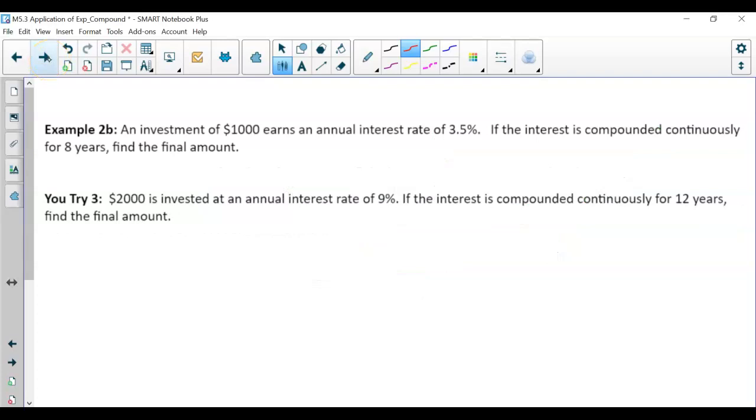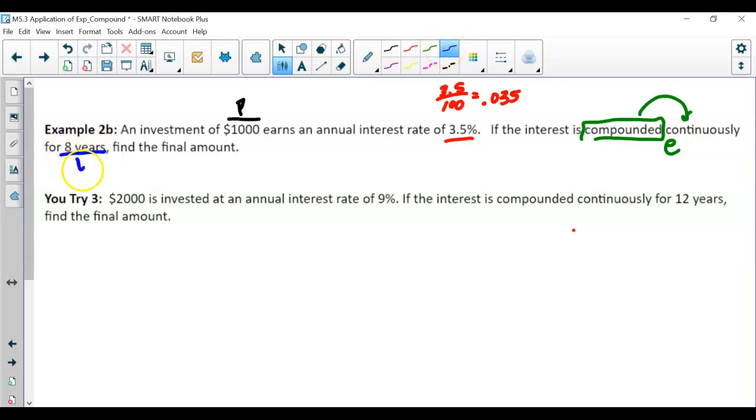So again, let's do another one here, right? So we've got an investment of $1,000. So here's our principal, our start, at a rate of 3.5% or 3.5 out of 100, right? So this gives us 0.035. Then notice it says, boom, compounded, right? How often? Continuously. So we're going to use E, right? We're not going to have an N value because we're compounding continuously for 8 years. Here's our T. We're going to find that final amount.